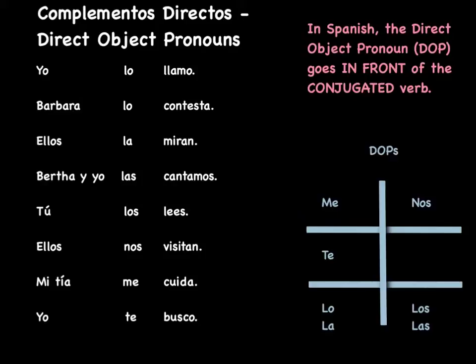and in Spanish, that would be our direct object lo. Since he is a guy, we use lo. And then we're going to put that in front of the conjugated verb. So instead of yo llamo a Juan, yo lo llamo. So that's how that works. Goes in front. Let's take a look at another example. Barbara answers the phone. She answers it. The phone is masculine. El teléfono. So again, we would use lo. Barbara lo contesta.